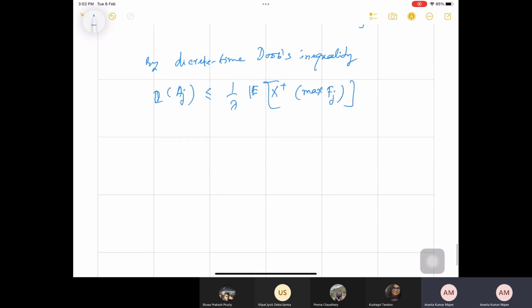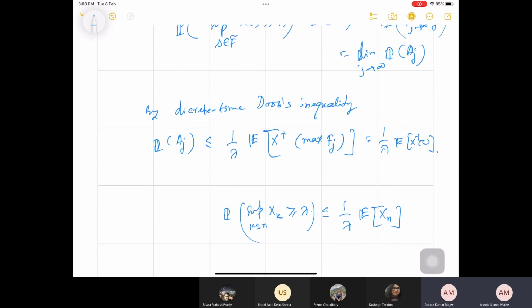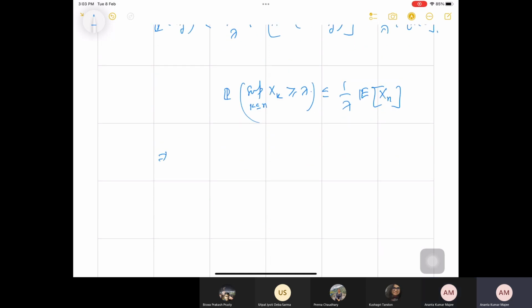So what do we have in the discrete setup? The probability of the supremum over k less than or equal to n of X_k greater than or equal to lambda is less than or equal to 1 by lambda times the expectation of X plus of n. That means I put the maximum point of F_j, which is a finite set. In this case each F_j contains tau, the right endpoint. Hence this is nothing but 1 by lambda times the expectation of X plus of tau. If you take the limit, this is independent of tau, so the probability is bounded by the expectation of X plus of tau by lambda.